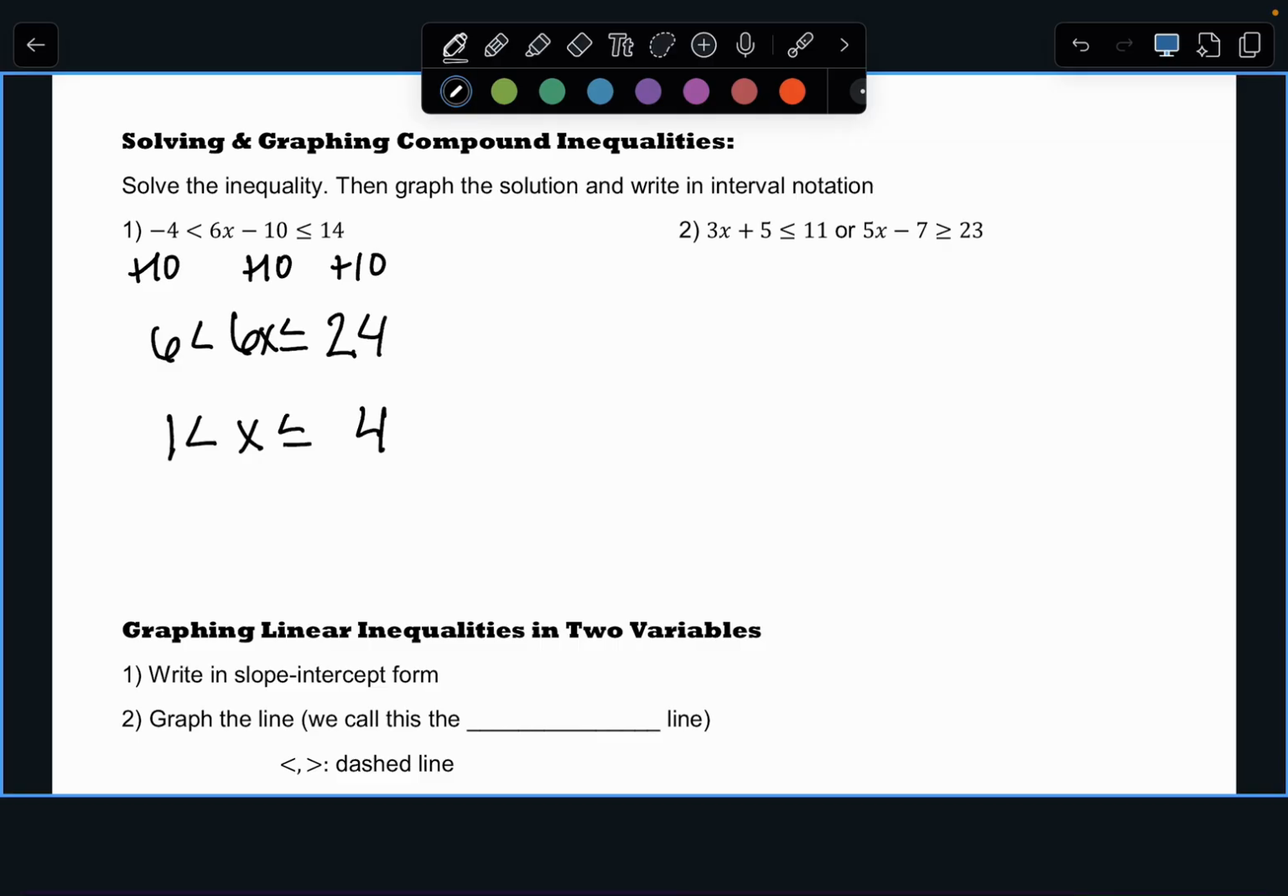I could graph this. I could write it as an interval, but I'm done. It's solved. I have the variable by itself, and I have numbers.